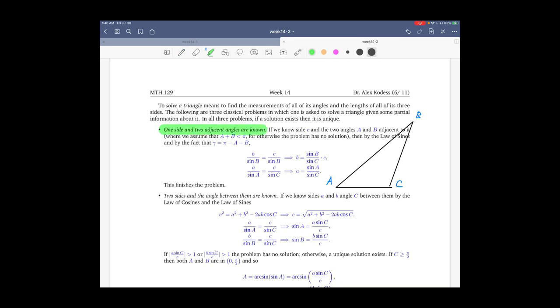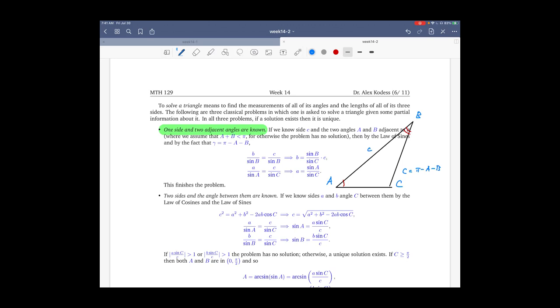We know one side of the triangle and two adjacent angles. For example, we know side C and adjacent angles A and B. We need to find the unknown angle C and the unknown sides AC and BC. Well, that's easy to do using the law of sines. Of course, the remaining angle is simply pi minus A minus B.